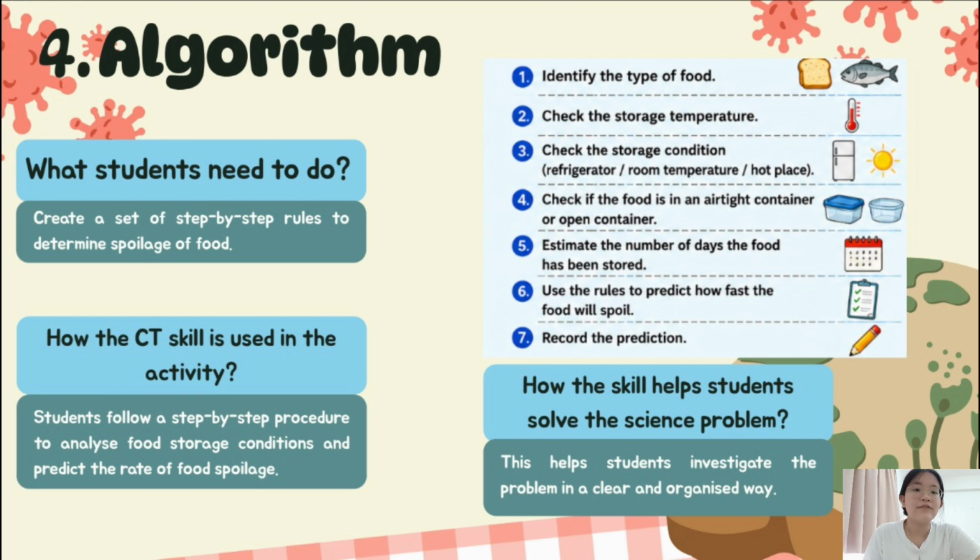For example, firstly, students identify the type of food, check the storage temperature and condition, and check if the food is in an airtight container or open container. Next, estimate the number of days the food has been stored. Besides that, use the rules to predict how fast the food will spoil. Lastly, record the prediction. This will help students investigate the problem in a clear and organized way.